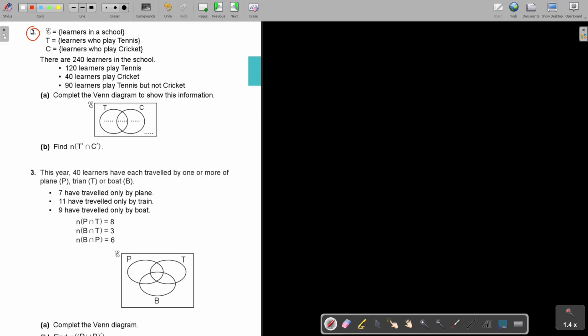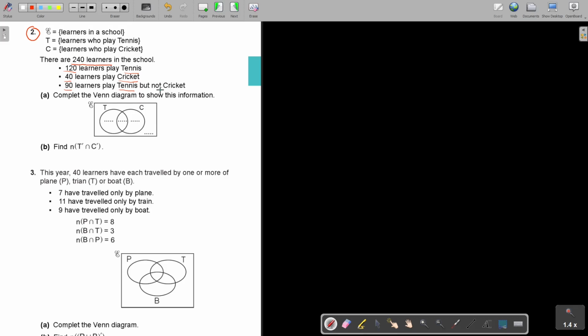Let's start. E, the universal set, is learners in a school. T is learners who play tennis. C is learners who play cricket. There are 240 learners in the school, the universal set. 120 play tennis. 40 play cricket. And 90 learners play tennis, but not cricket.